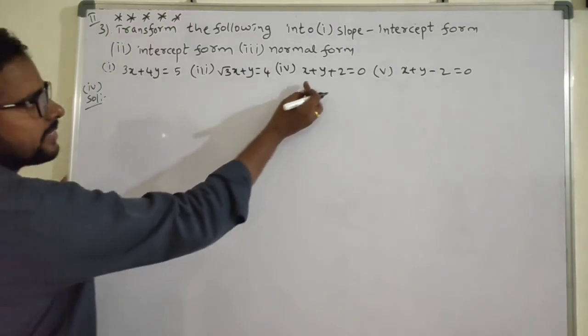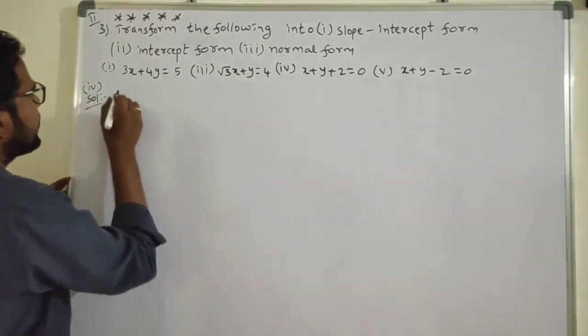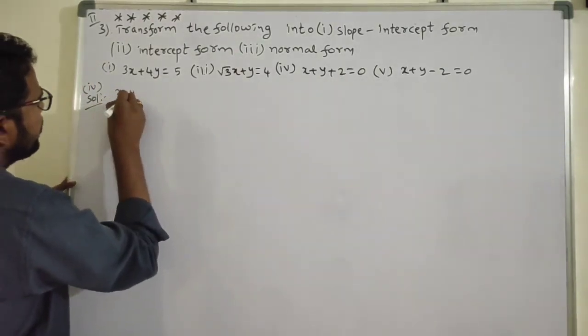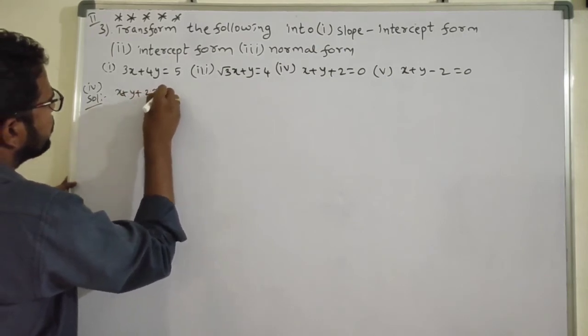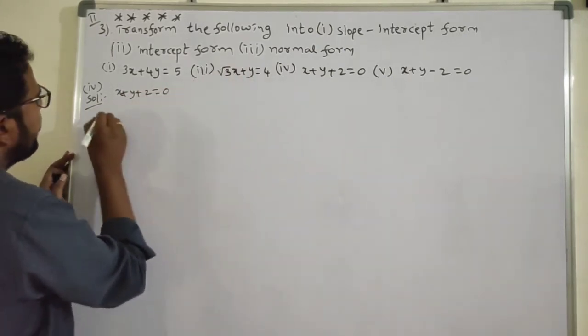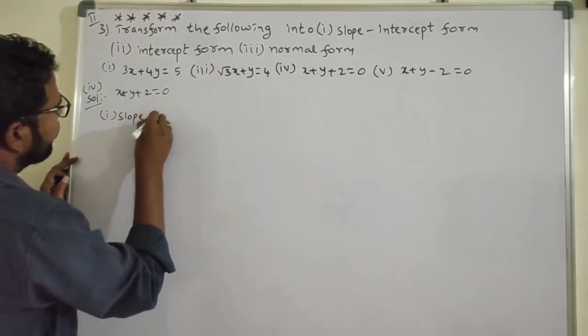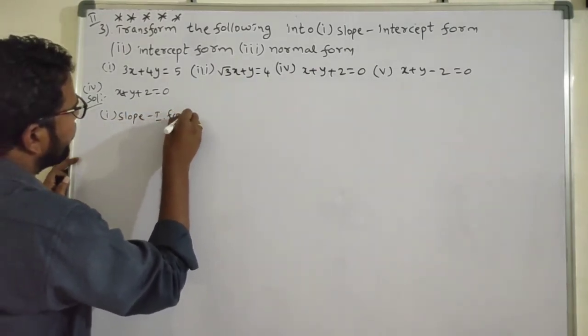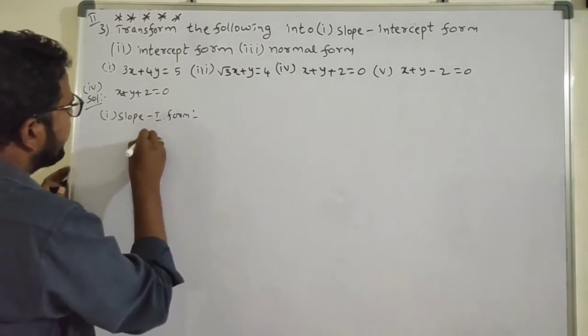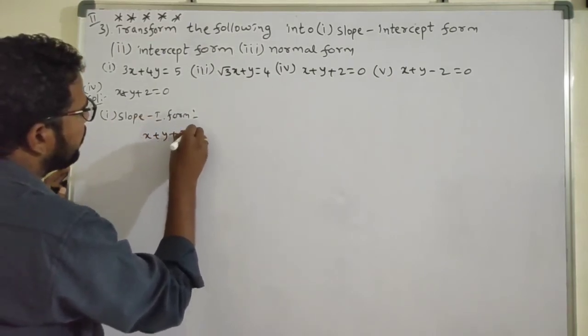Now fourth one, what is given, x plus y plus 2 is equals 0. First one, intercept form, slope intercept form. So what is given line, x plus y plus 2 is equals 0.